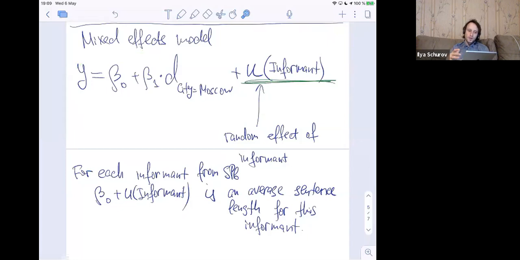I believe that for each informant, I just pick a random average sentence length for this informant, and then from this informant, using this average sentence length, I generate several sentences, and then I get my data. Then I get my values of y. Note that the value of this variable is the same for the same informant. So this is like a correction for a particular informant.